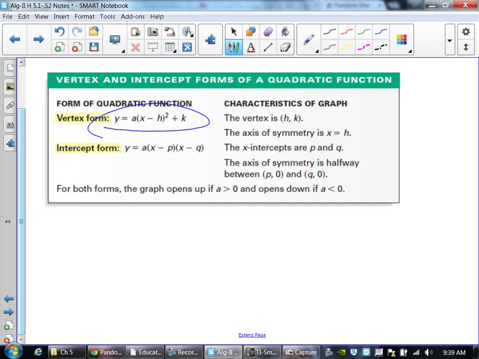The intercept form, when I'm talking about that, that's where it's crossing the x-axis. That's your zeros. It's very easy to plot. Obviously, they open up, open down, up like a cup, down like a frown, depending on whether A is positive or A is negative.